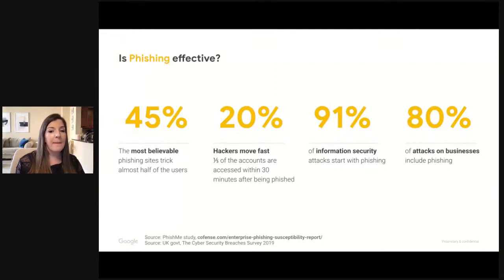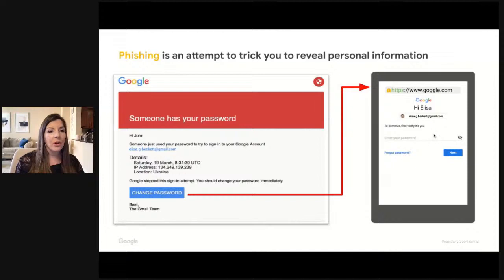So let's take a closer look at these types of attacks. What is phishing? Phishing is a form of social engineering that is used to trick you to reveal your personal information, like your email and your password. The main goal is to get into your accounts and access your information.